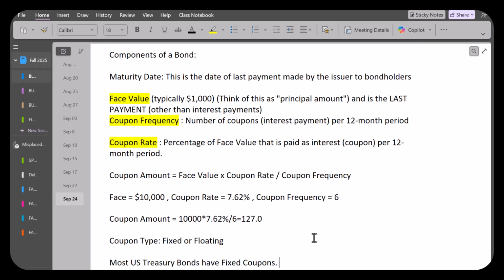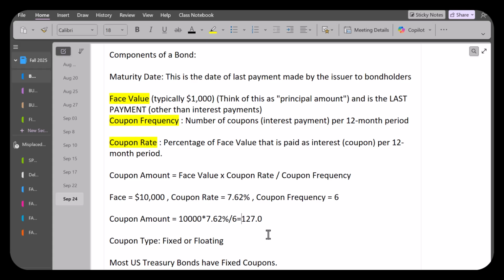So going back to this $127 coupon bond, let's say that's for a 10-year bond. It's going to make 10 times 6, 60 coupon payments of $127 each. And at the end of 10 years, it's going to also pay another $10,000. Those numbers don't change. That's the cash flow from this bond.